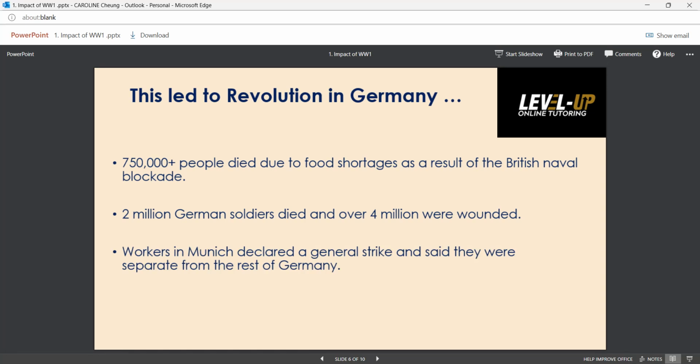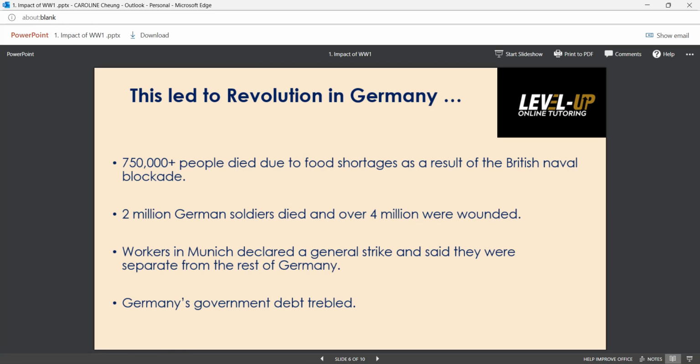Workers in Munich have had enough. So Munich's a city in Germany. We're going to come back to it time and time again. They declare a general strike and said that they're separate from the rest of Germany. They're going to set up their own little area. And Germany's government debt trebled. So it times by 3.